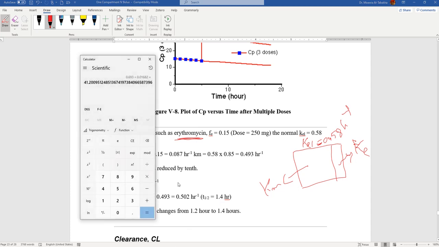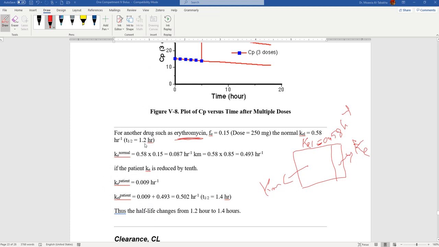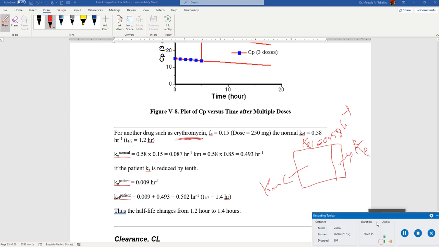If we say 1.4, how many times did it increase? 1.4 divided by 1.2. Look, it's 1.17 times the normal half-life, which is not a lot. So this is not considered a big problem with the drug, and we may continue with the normal dosing of this medication. I hope this is clear for you. If you have any questions, you can always ask me. Okay.